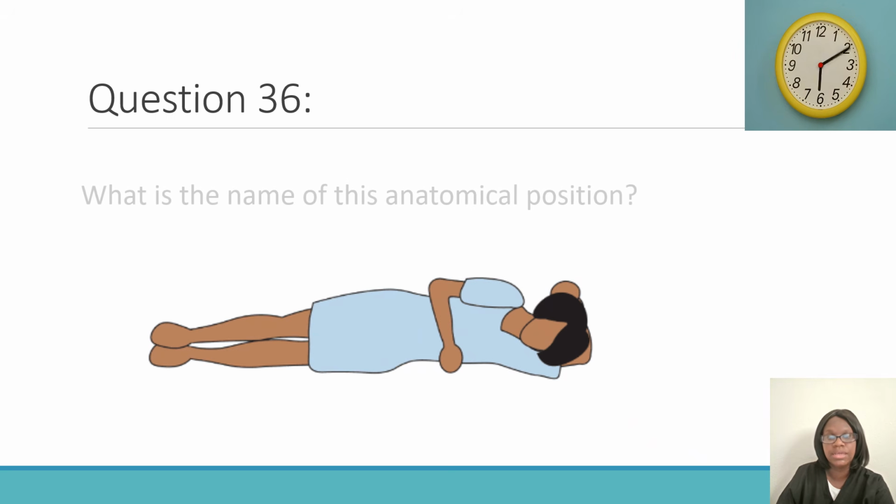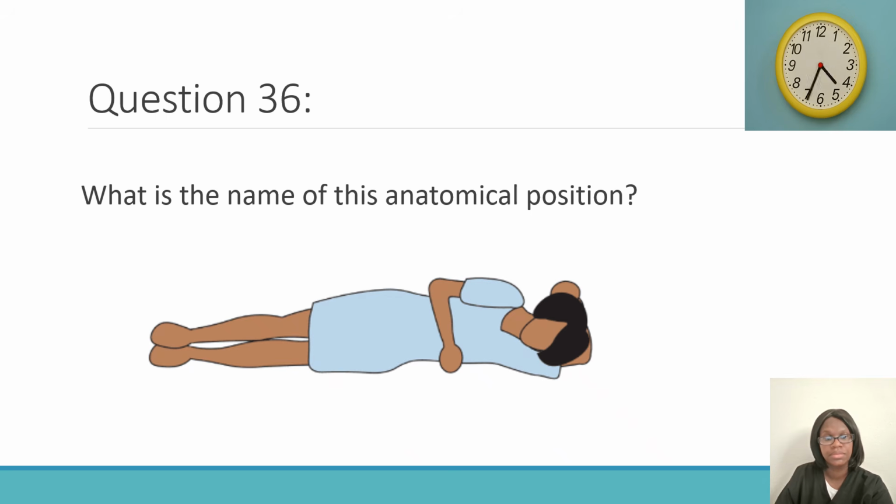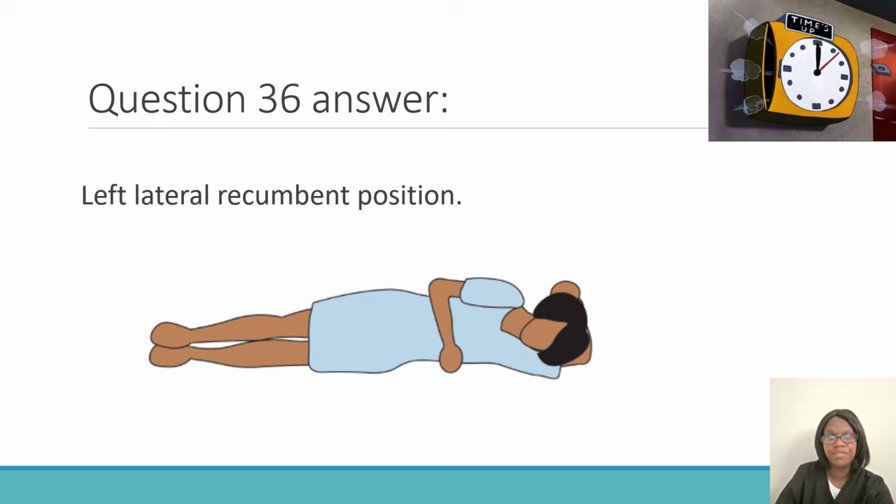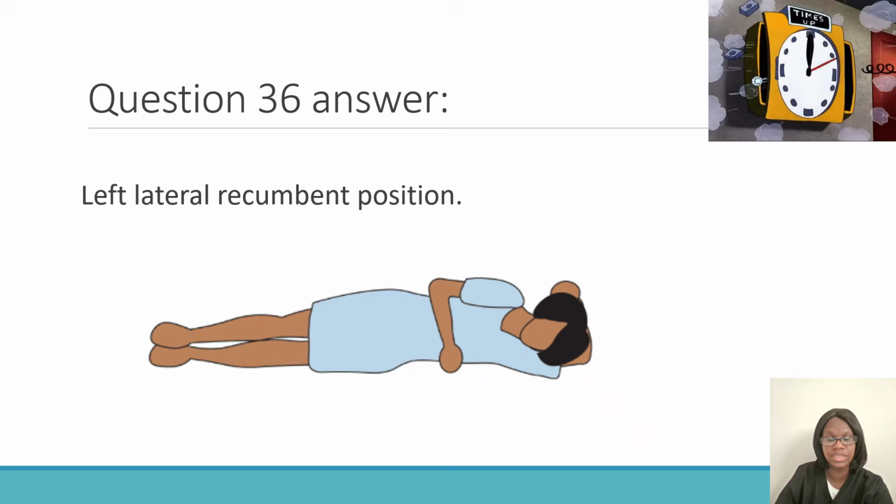Question 36. What is the name of this anatomical position? The correct answer is left lateral recumbent position.